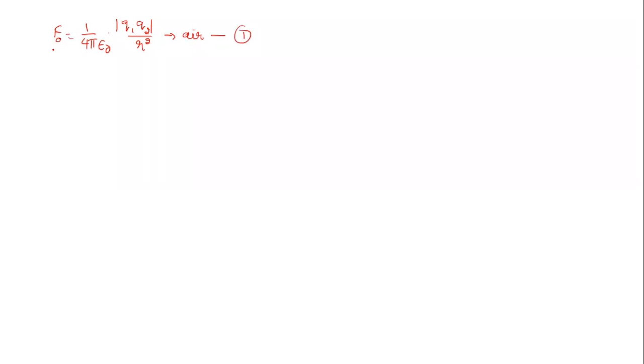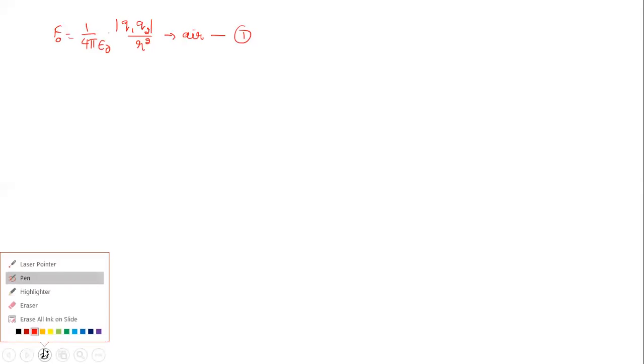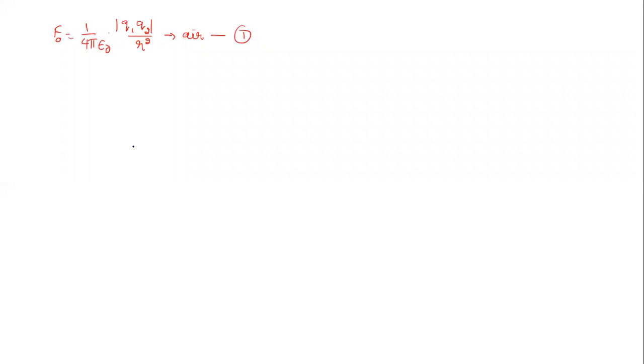Let me indicate with F naught for air medium now. Or you can take FA also, not an issue. Usually we go for F naught. If you keep these two charges in some other medium, what will happen? The force in medium Fm is equal to 1 divided by 4 pi epsilon, or you can say epsilon naught multiplied by epsilon r, multiplied by Q1 Q2 magnitude divided by distance square. The distance is the same. It is for some other medium.